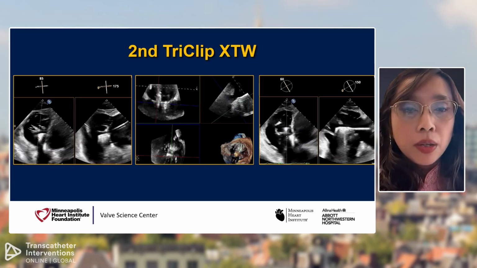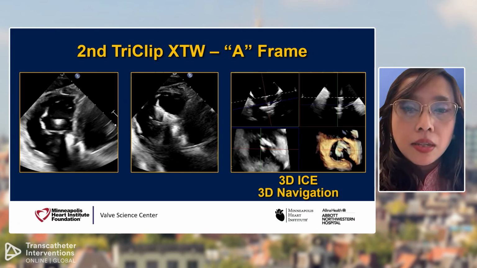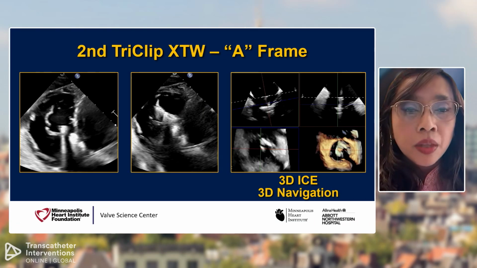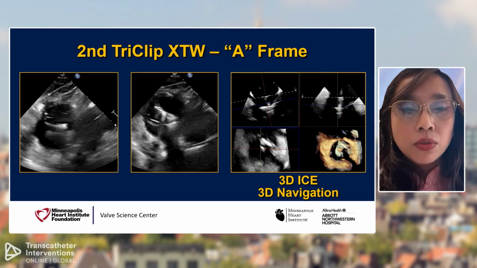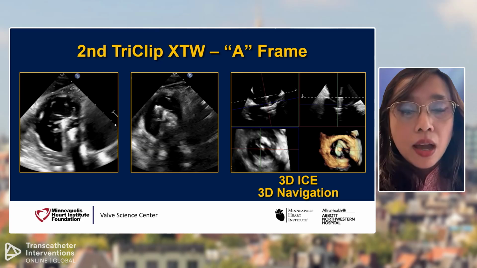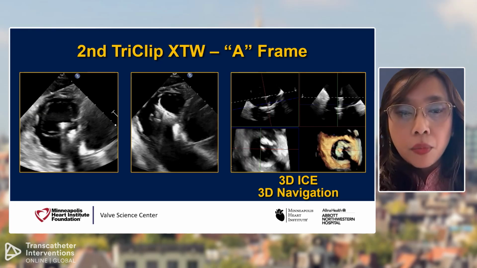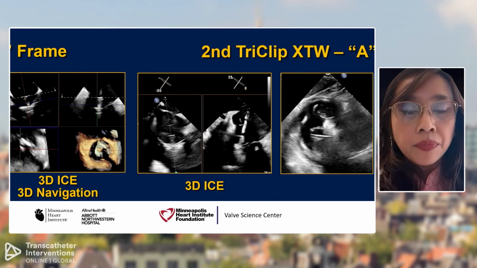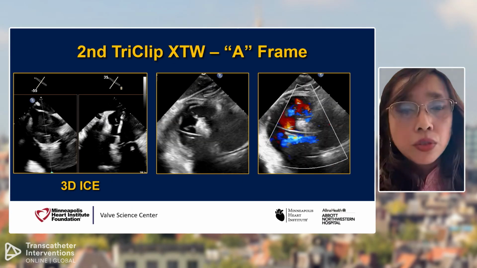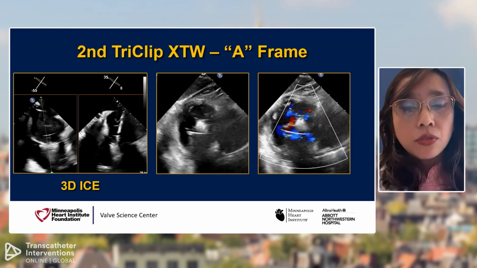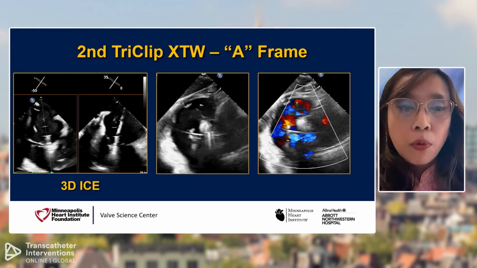And so using 3D ICE, because the A-frame technique, you can see with the TEE, can be challenging to visualize. So here you can see the transgastric view using the A-frame technique and using ICE to acquire the septal leaflets very well. You can see on the right hand side. And so this was done and the TR was substantially reduced. You can see on the right hand side on transgastric view, and quantitation is what we do from baseline and also post procedure as well.